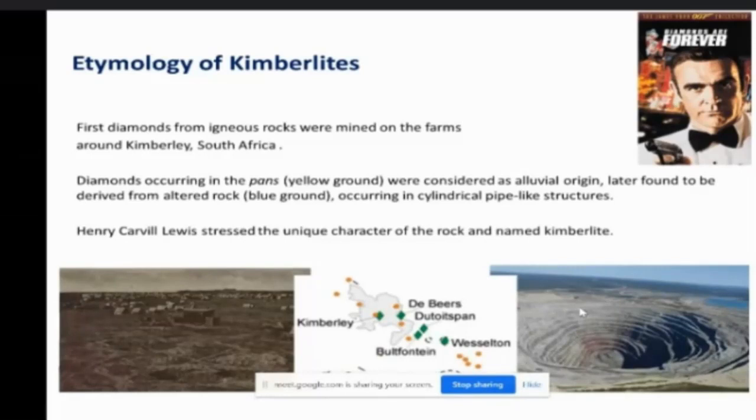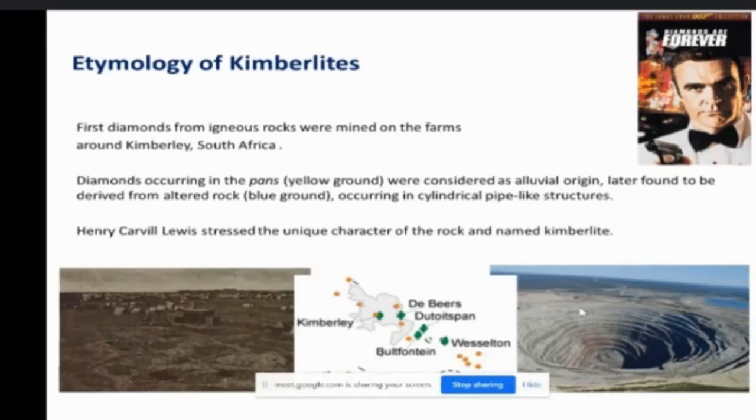The first diamonds believed to be derived from igneous rock were found on the farms of a place called Kimberley in South Africa. Those kimberlites were found in areas which in South Africa are called pans, which are depressed, muddy areas. When people were constructing mud and thatch houses, they used to bring this yellow mud to prepare their huts.